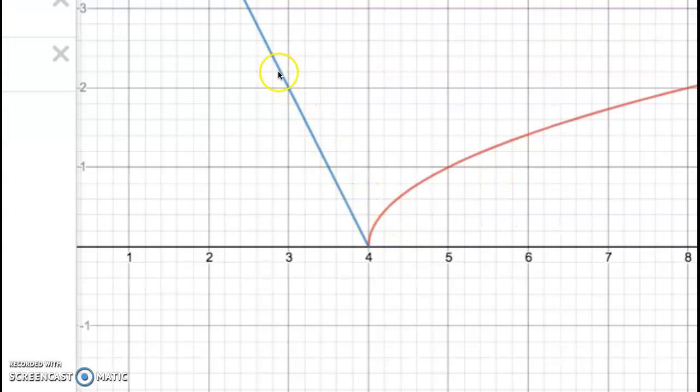If you were to graph these two pieces, you would see a graph like this. And we can see the left side is a line going down towards 0 at 4, and the right side is a curve going down towards 0 at 4. So that is why the limit is 0. Both sides approach the same y value.